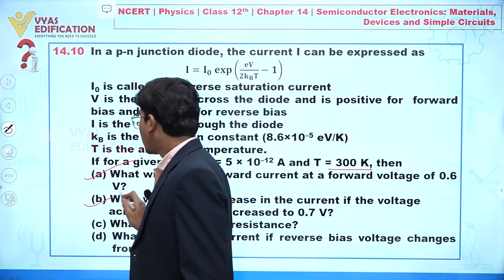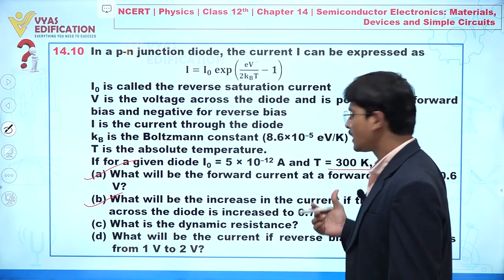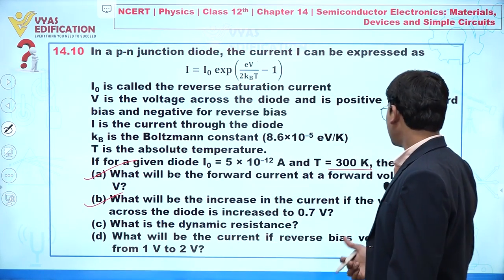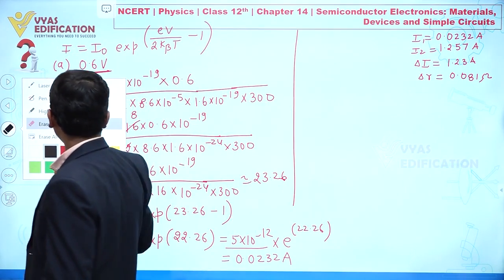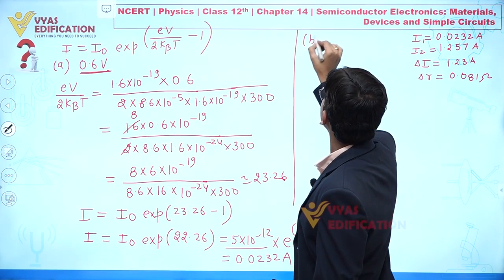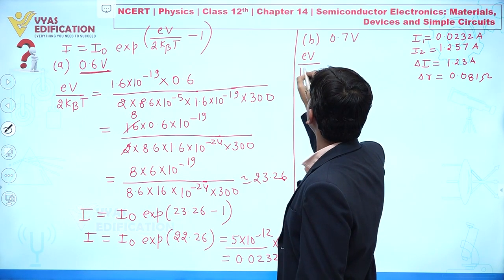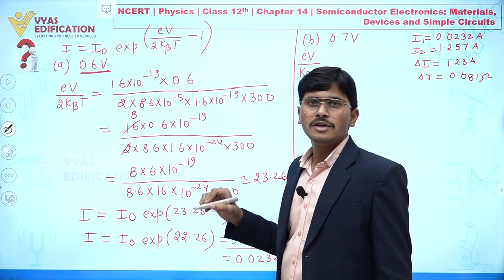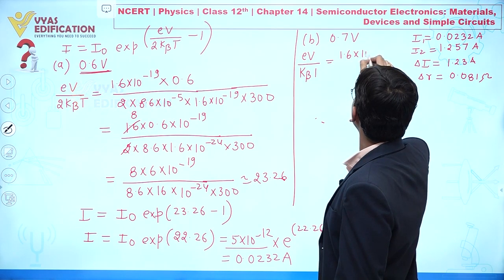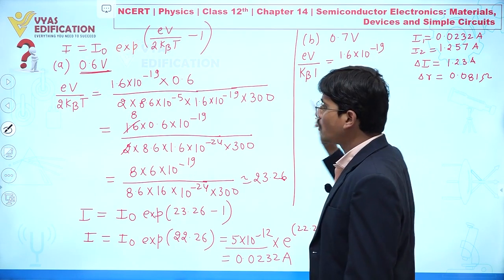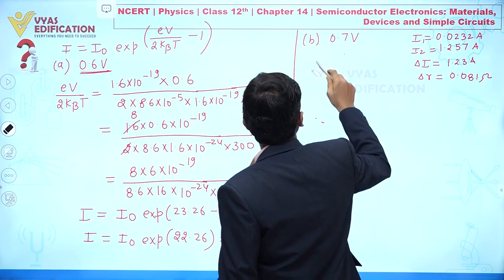Now we are going to discuss part number B. What is part number B? What will be the increase in current if the voltage across the diode is increased to 0.7 volt? In part number B, it is given to you when we have 0.7 volt. Again we find the value of EV divided by KB multiplied by T. So what is the value of E? We can say this is 1.6 into 10 to the power minus 19.